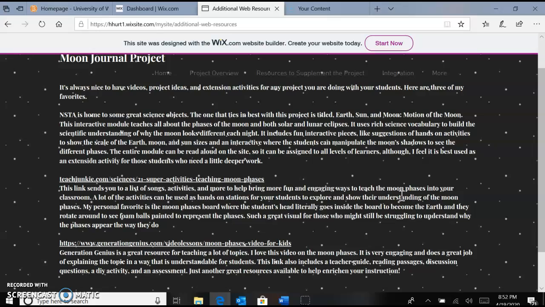A lot of these activities can be used as hands-on stations for your students. And my personal favorite was the moon phases board where the student's head literally goes inside like a poster board, and then there's like foam balls painted around it with the different phases on it, and the children actually move around to see the different phases. I could just imagine my students in my classroom doing this project and they would love it.